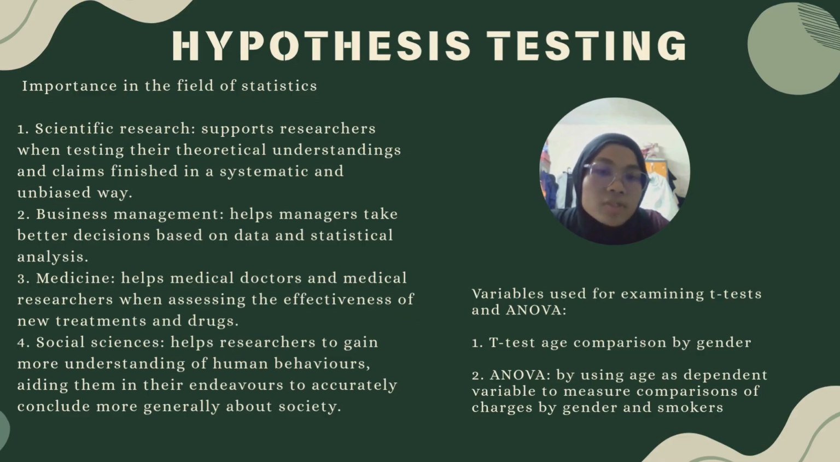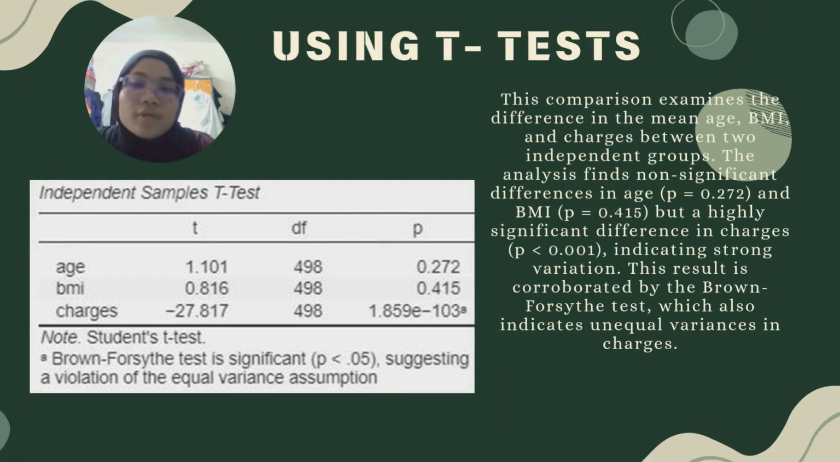So, the variables used for examining the t-test and ANOVA. The first, the t-test, age comparison by gender, and the second one, in ANOVA, by using age as dependent variable to measure comparisons of charges by gender and smokers. You can see using the t-test, this is the independent sample t-test. The comparison examines the difference in the mean age, BMI, and charges between two independent groups.